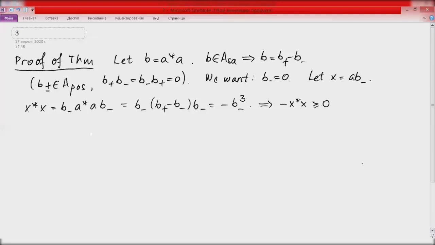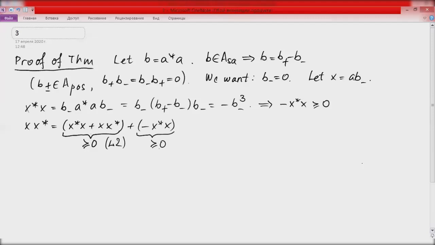Okay, so let's now look at the product X X star. And let's write this element in the following form. This is X star X plus X X star minus X star X. Well, the formula is obviously true. Now, lemma 2 implies that this element is positive. This is our lemma 2. And it follows from the previous line that this element is also positive. And the sum of two positive elements is positive. So we conclude that X X star is positive.